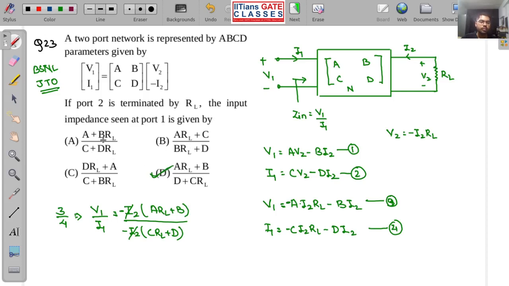Look very carefully in the options. These are quite confusing. Take 5 seconds after solving to select the option that is correct.